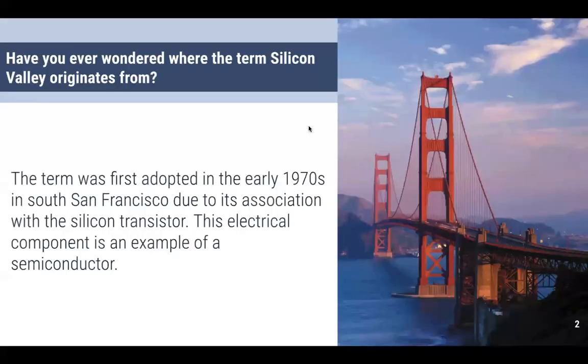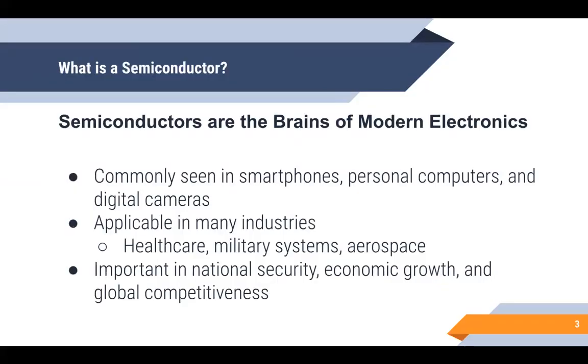Given my experience, you may wonder, where does the term Silicon Valley originate from? This term was first adopted in the early 1970s in South San Francisco due to its association with the silicon transistor. This vital electronic component is an example of a semiconductor. Now you may wonder, what are semiconductors?